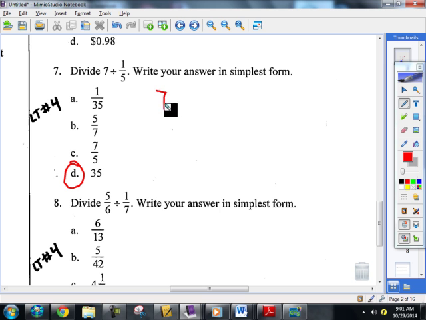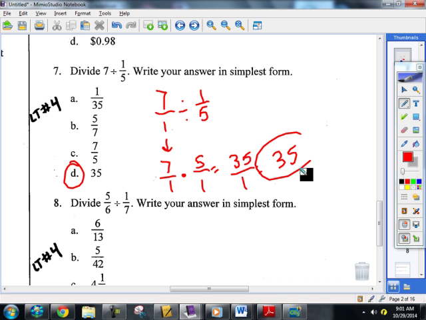Okay, so I'm going to rewrite the problem in fraction form, right? Now I'm just going to simply do the algorithm. 7 over 1, divide becomes multiply. 5 over 1, I get 35 over 1, which we all know equals 35. Right? You must have that work. Okay?